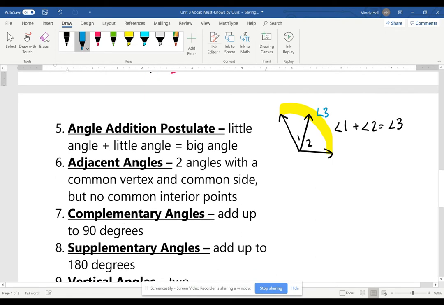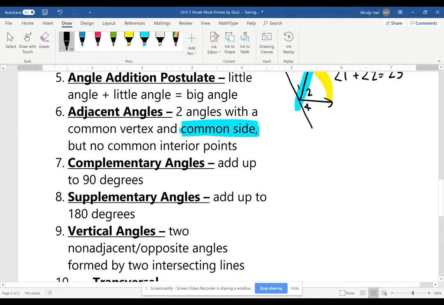Okay. Adjacent angles would be like angle 1 and angle 2 because they share this common side right there. Because they're right next to each other. And remember, if I did have another angle over here, let's say angle 4, it would not be adjacent to angle 1 because it does not have a common side with angle 1.